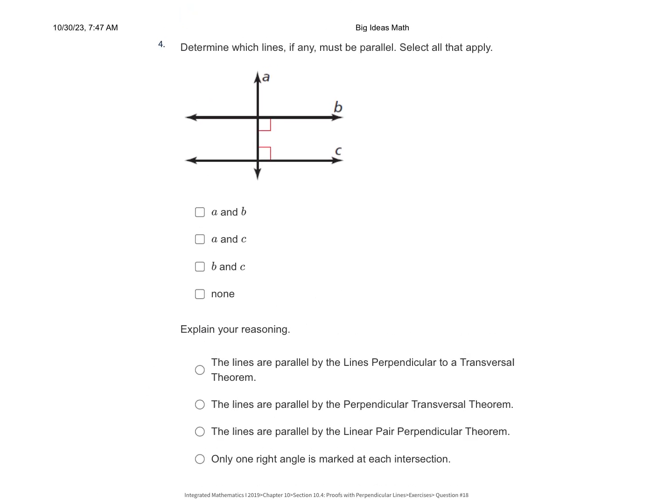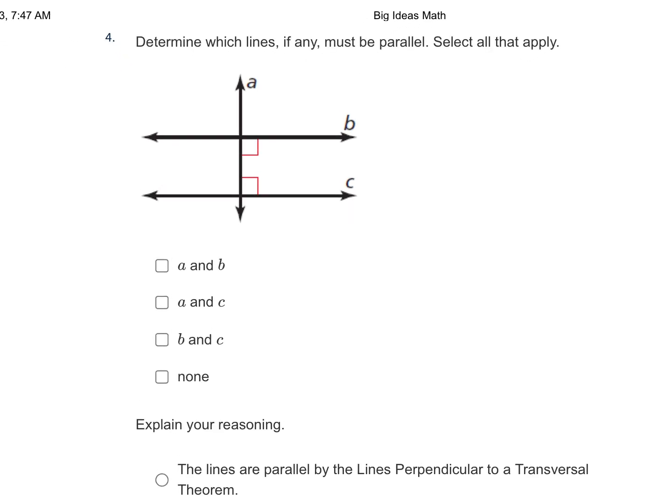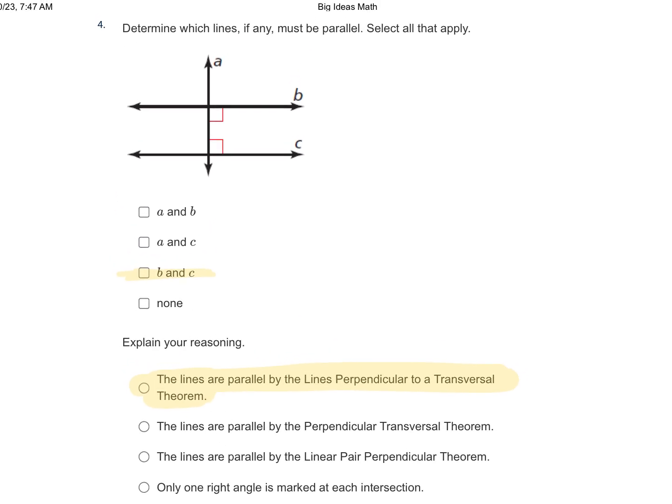All right, looking at the next question. Same thing. Who could tell me which two lines here are parallel? Which two lines here are parallel? B and C. Is there any more that are parallel? No, it has to be B and C. And what would my reason be? Lines are parallel by the line perpendicular to a transversal. Good. Lines perpendicular to a transversal theorem. We have covered this so many times, so we should know that answer already. Any questions on these two?